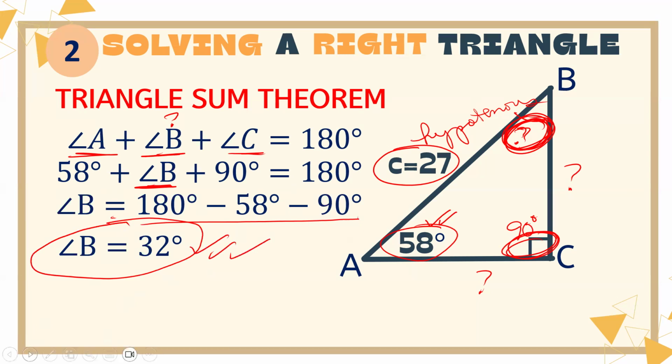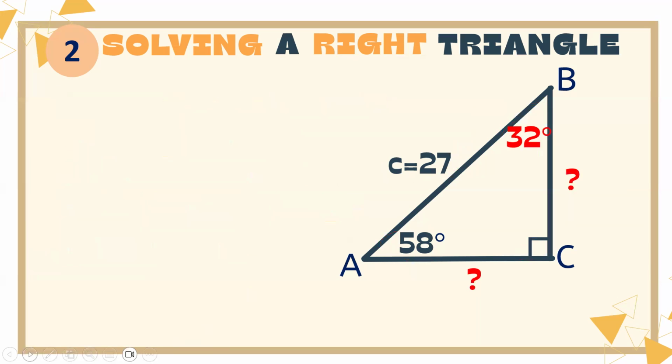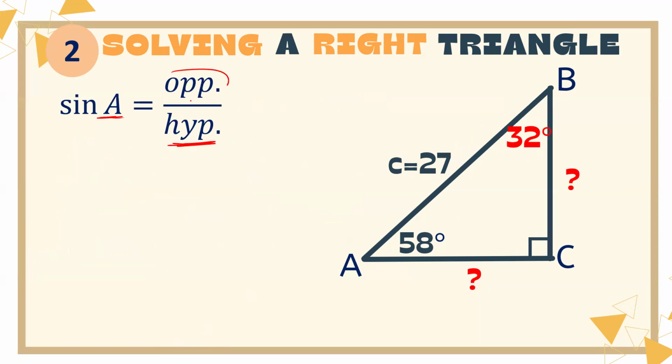Okay, so that easy, we're able to solve the measure of the unknown angle. Okay, so at this point, we do not know the length of the two legs of the triangle. So what do you think is the best method to solve the length of the two legs? Very good. So we can use SOH CAH TOA, right? Because in SOH CAH TOA, we have the angles and the length of the hypotenuse, so we can get the length of the opposite side, right?